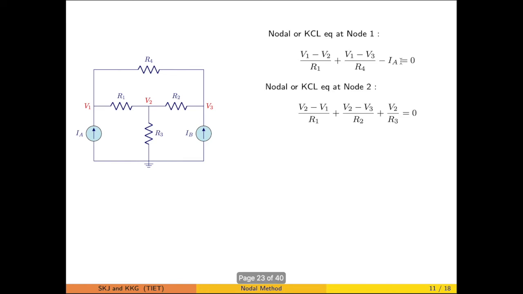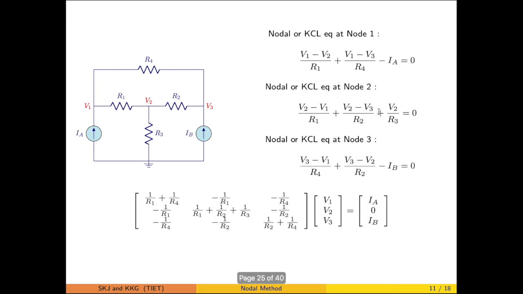This procedure has to be repeated for the second node, so that is giving you V2 minus V1 upon R1 plus V2 upon R3 plus V2 minus V3 upon R2 likewise. On similar lines you have developed the equation for the third node as well. Now the next step is we have to rearrange these equations into the matrix form.